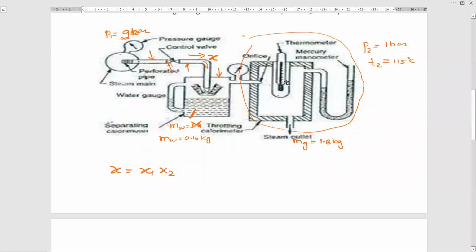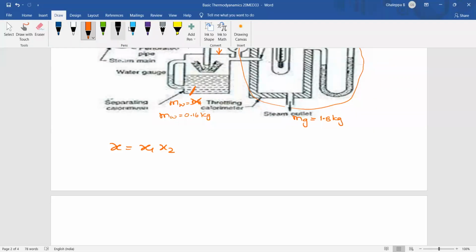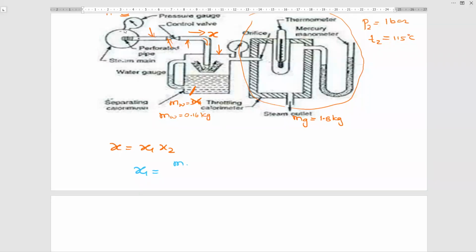First, calculate X1. X1 is very easy. How do you calculate the value of X1? X1 is equal to mass of gas divided by mass of gas plus mass of water. How much is the mass of gas? He has given 1.8, divided by mass of gas, again 1.8, plus mass of water, 0.16. Tell me the value.